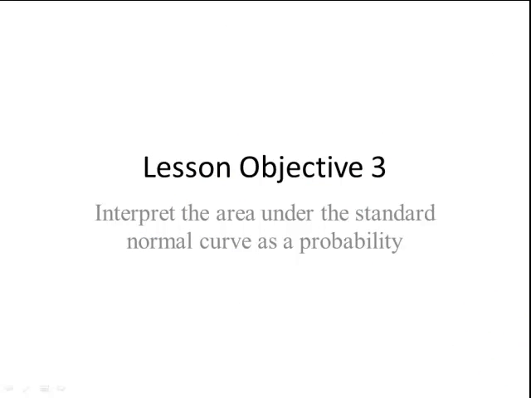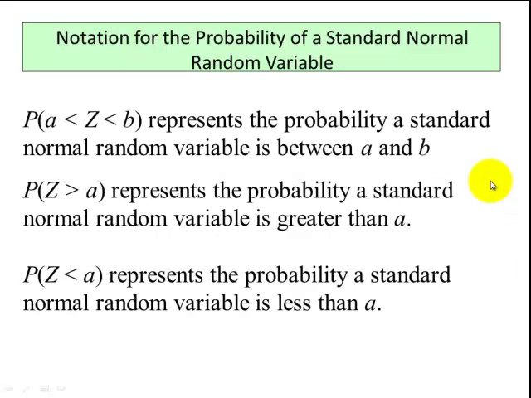Lesson objective number 3. Okay, this is the notation for probability. So when you see this, this means the probability that the z-score is going to be between the values of A and B. This notation here means the probability of z being greater than A. This notation here, this is the probability that z is less than A.